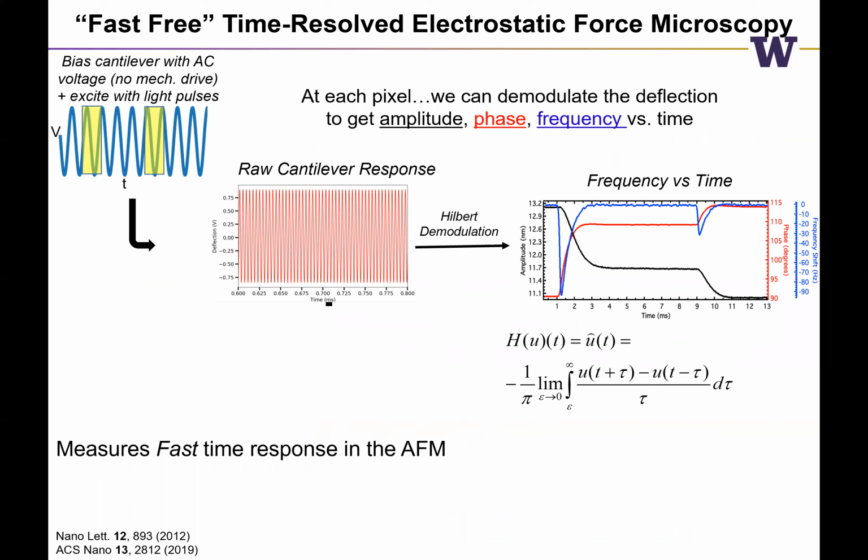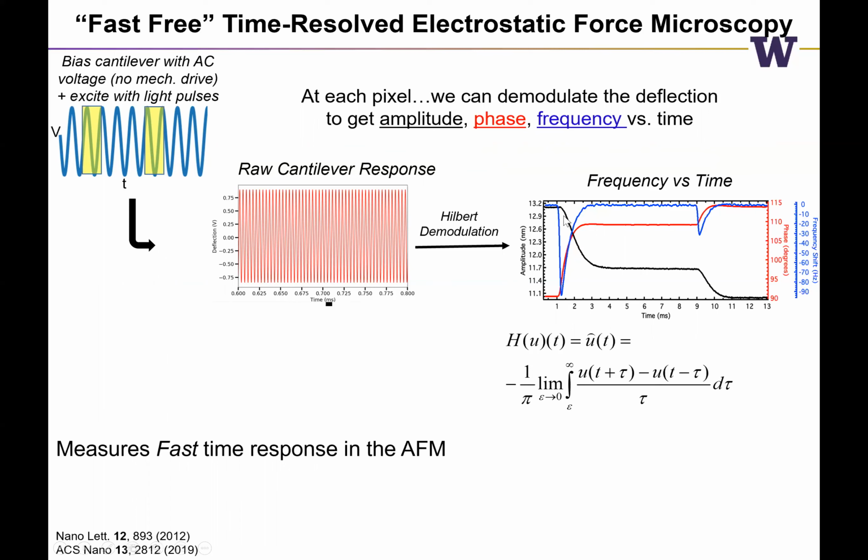To do this, we do fast-free time-resolved electrostatic force microscopy. It's kind of a mouthful to say, but what it does essentially is map out the cantilever frequency with respect to time at each pixel. So in this case, we are biasing the cantilever at each pixel, then we shine light and measure the raw cantilever response. And then using a demodulation method called the Hilbert transform, we can extract what's called the instantaneous frequency versus time. So that's the cantilever frequency as it evolves.